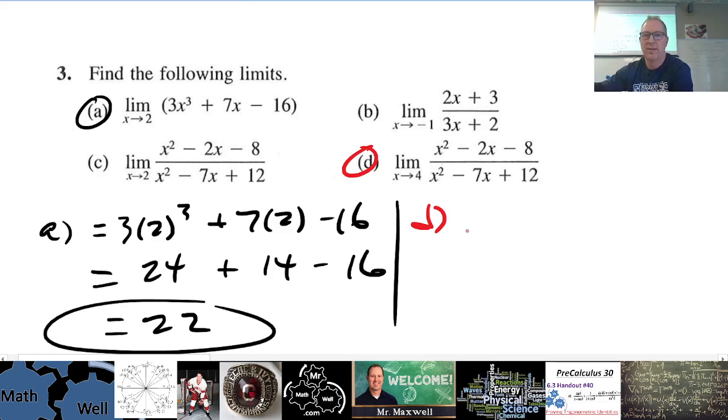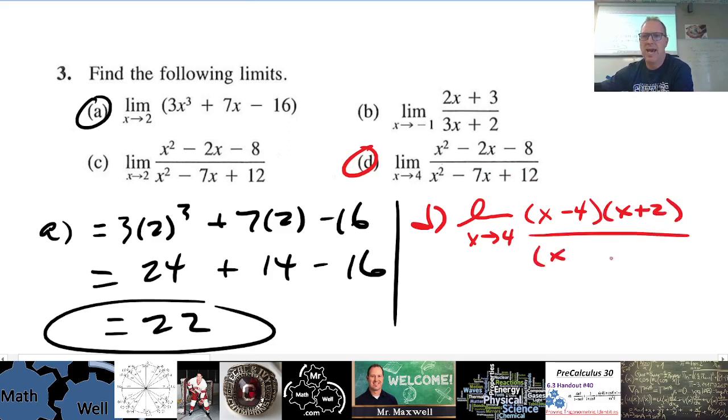Is that right? Okay, so now what we need to do is factor both top and bottom. So if you can't just plug it in, if it yields a 0 or whatever, factor the top and bottom. So trinomial, that's going to be what? X minus 4 times x plus 2. That's what multiplies to negative 8 and adds to negative 2. And then this one is going to be x minus 4, x plus 3.